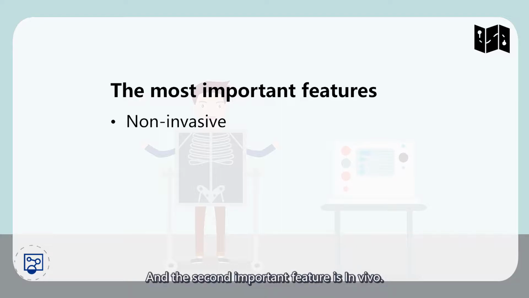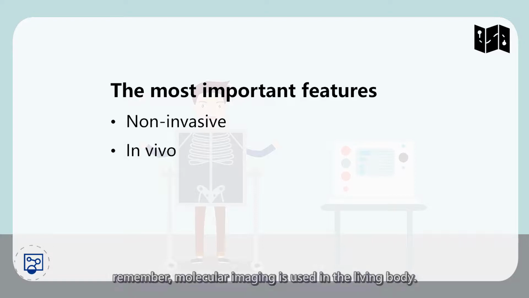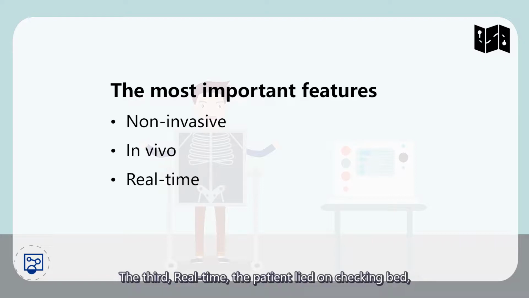And the second important feature is in vivo. Remember, molecular imaging is used in a living body, a patient, an alive organism, not dead. And the third is real time. That means the patient lies on the checking bed. You can see the image to know whether the patient has receptor changes somewhere. It's real time.